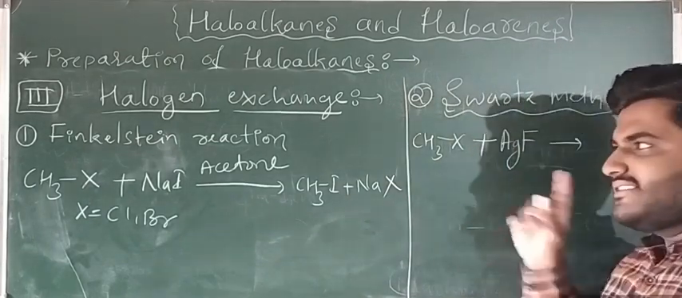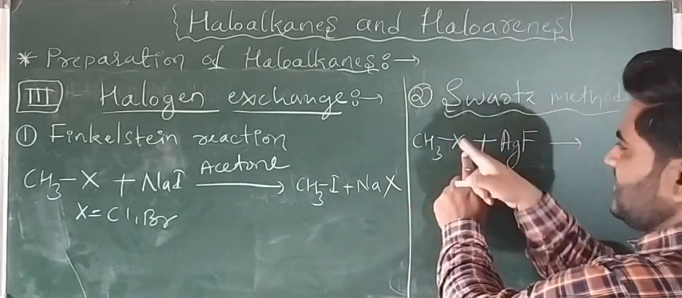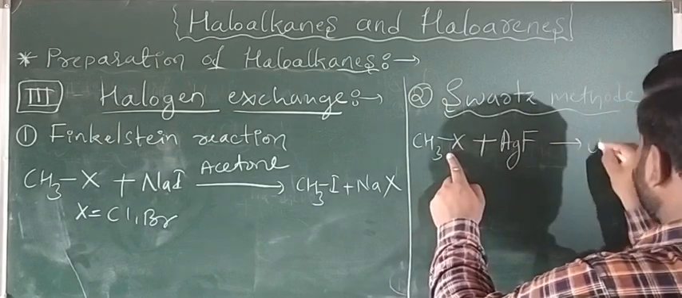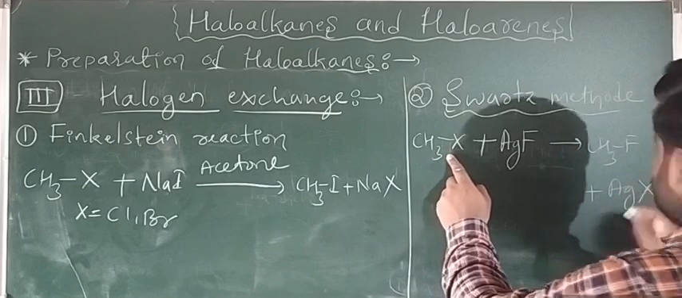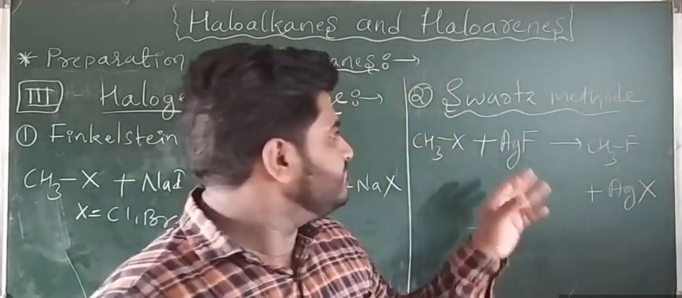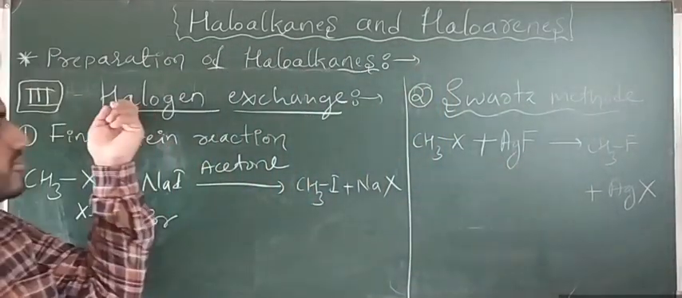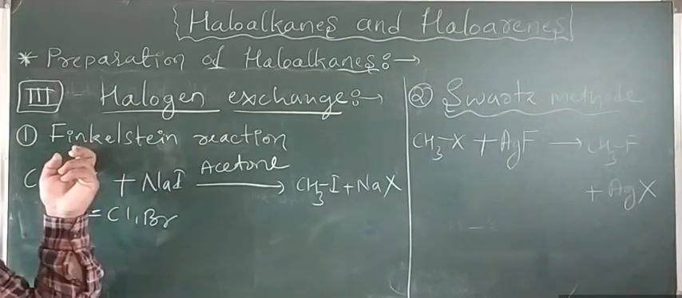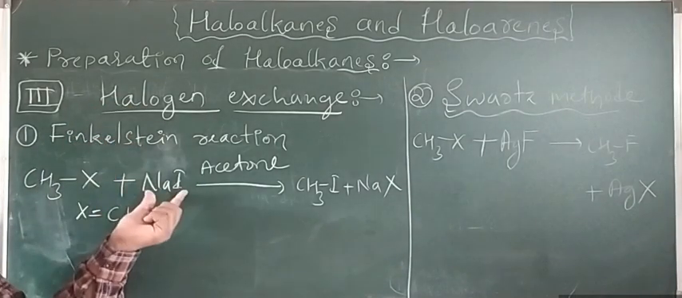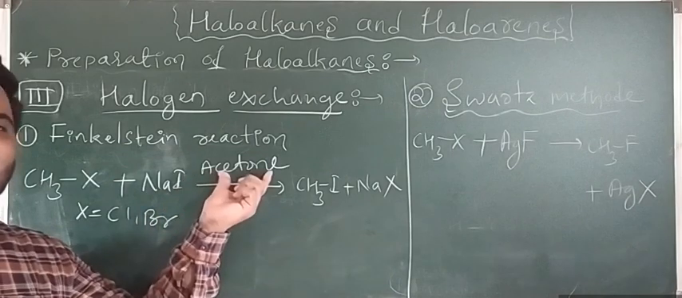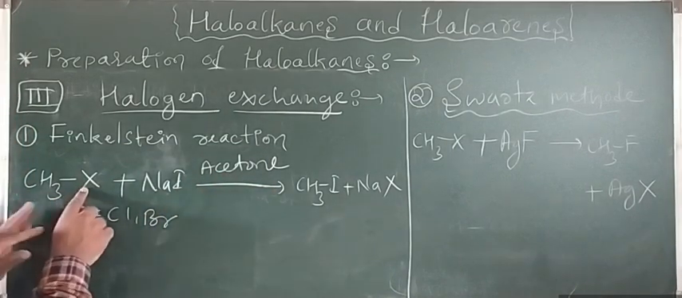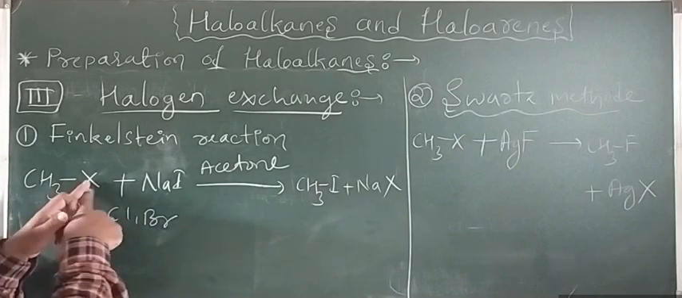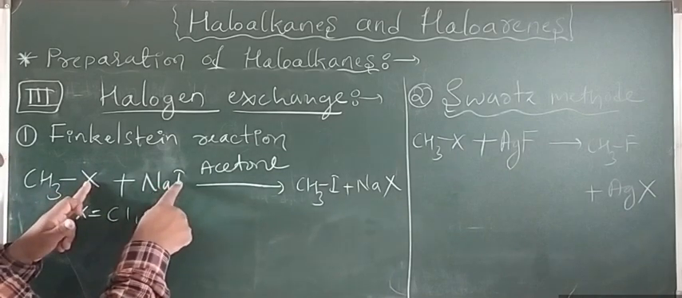Which reagent? Silver fluoride. F is given to this, X is given to this. Look at here. CH3F and AgX. So carefully see here what is there. In the halogen exchange method, the first one is the Finkelstein reaction. In the Finkelstein reaction, the reagents are sodium iodide in acetone. Whatever haloalkane is there, that haloalkane will exchange its halogen with sodium. Look at here. Sodium iodide is there.